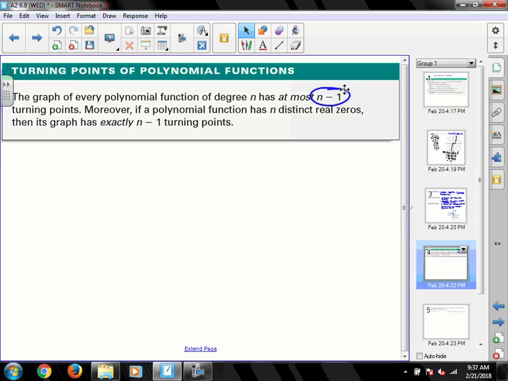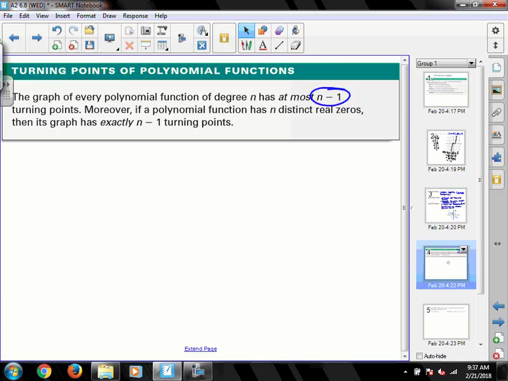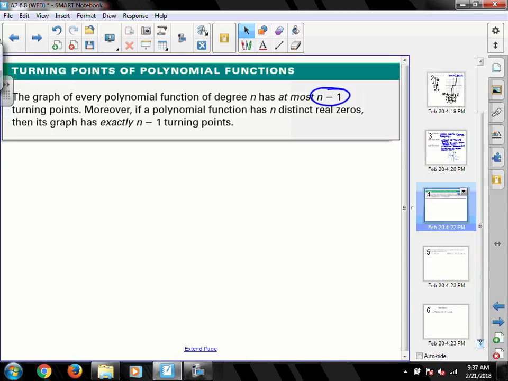Now, if you see 2 turning points here, what degree are we working with? 3. Okay, so it can go the other way too. If you see those 2 turning points, you're going to work with a degree 3.